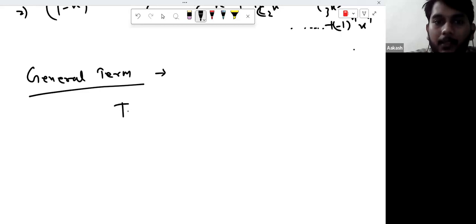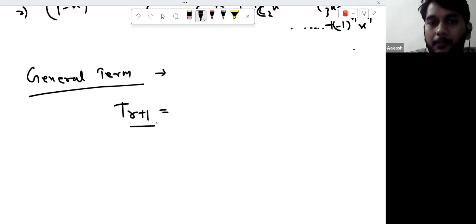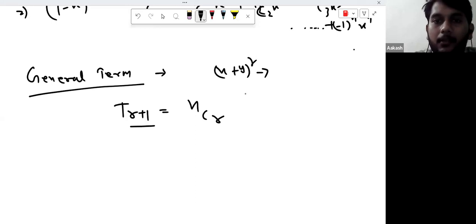Same way here, the general term: if you have to find the r plus 1 term, you will write nCr for the sequence x plus y to the power n. The general term is x to the power n minus r, y to the power r. Okay.